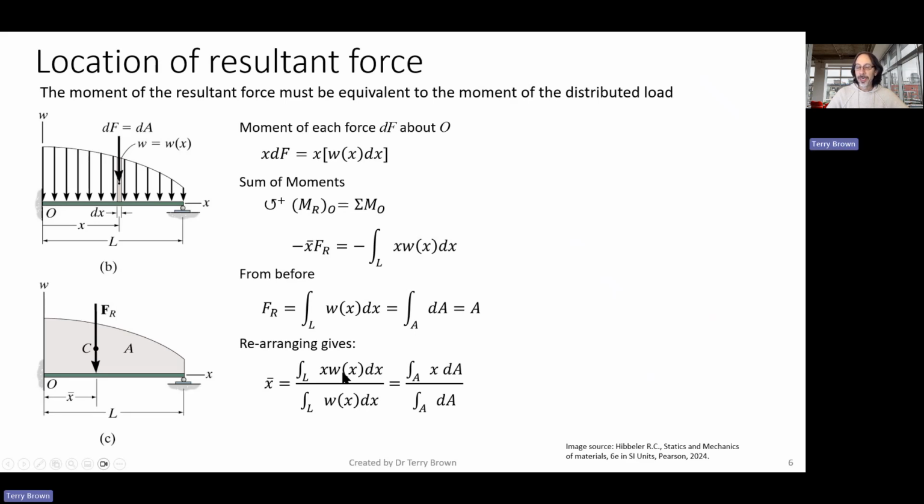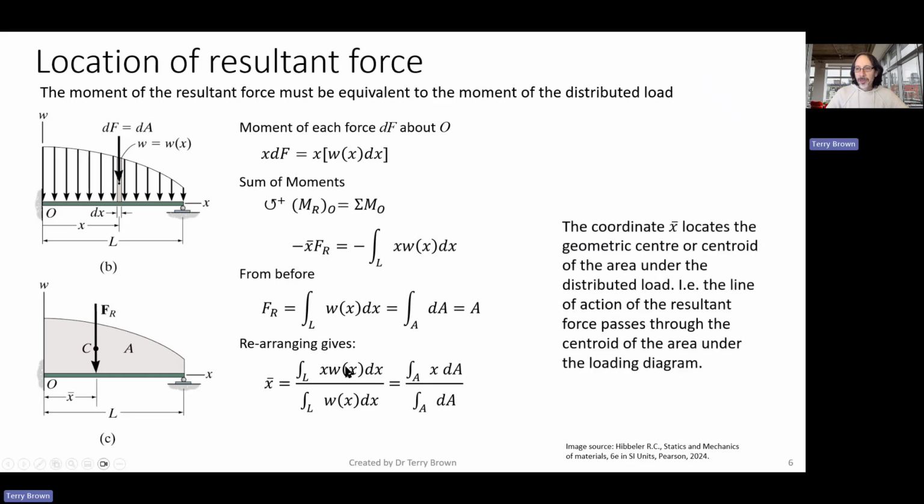So previously we had distance is equal to the resultant moment divided by the resultant force, essentially what we're doing here. And then, as we saw before, if we're integrating, we're essentially finding the area under the distributed load curve. So this location here, x bar, is equal to the integral of x times all the little dAs divided by the total area. So don't worry too much about this.